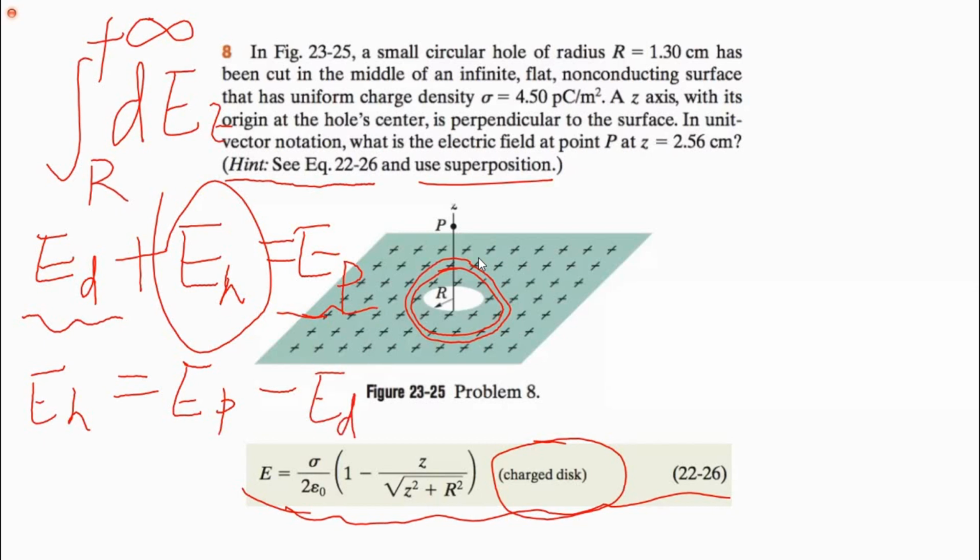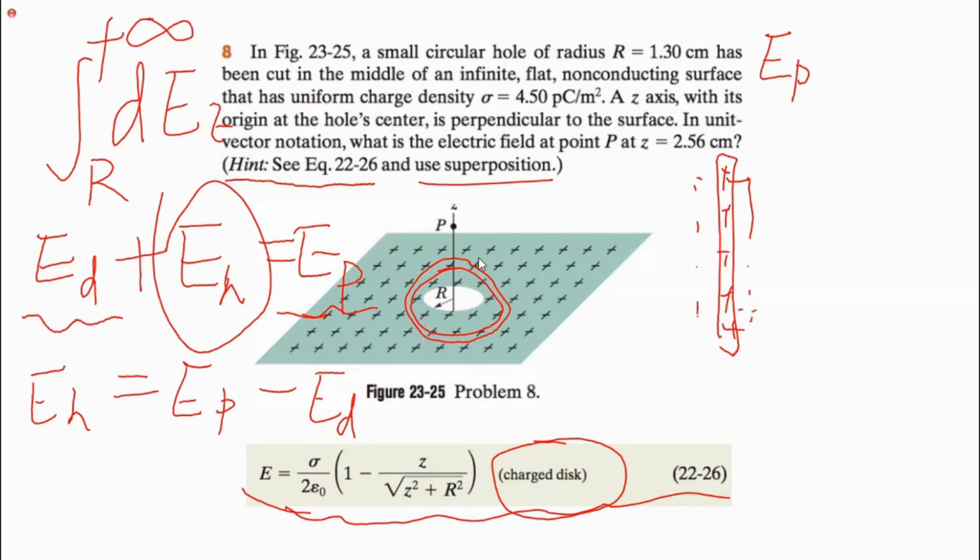So we can use: the electrical field with the hole equals E for the plane minus E for the charged disk. For E for the plane, we can utilize the electrical field outside an infinite plane, so we can just use a Gaussian surface. Basically, if you take a look at the cross-section, that's positive charge. Then we can build a Gaussian surface. It's infinite, so we don't need to consider the top and the bottom surface. You just need to consider the two-side surface.